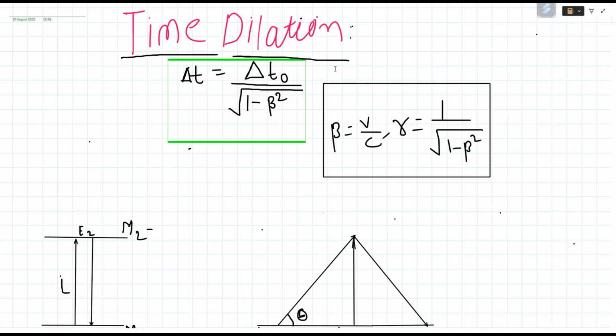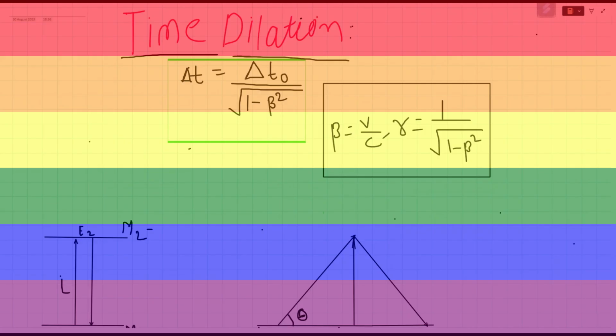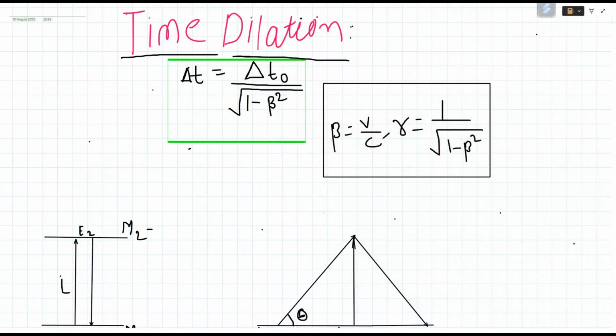So in this physics tutorial, you are going to learn the overview of the time dilation concept in the special theory of relativity. Here we have the equation for time dilation, which reads: delta t equals delta t naught divided by the square root of 1 minus beta squared, where beta is v by c, and beta can also be written in terms of gamma.